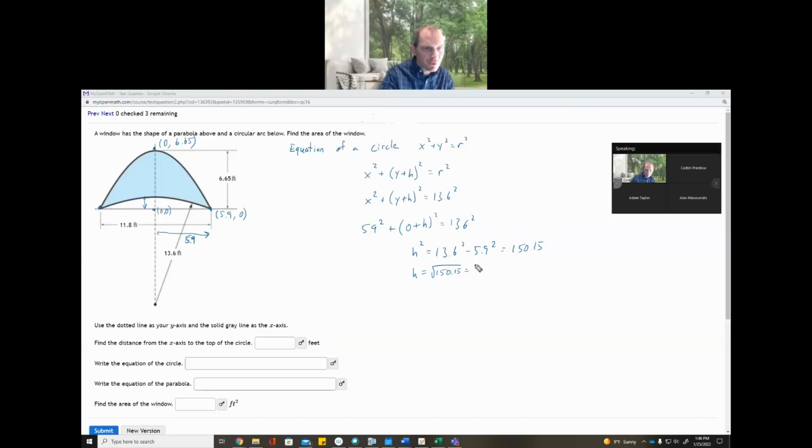I'm going to round it a little bit, although if I use this computation, I'm going to use all of the decimals in my calculator. But this is about 12.25357.